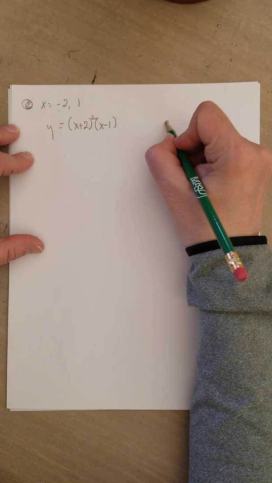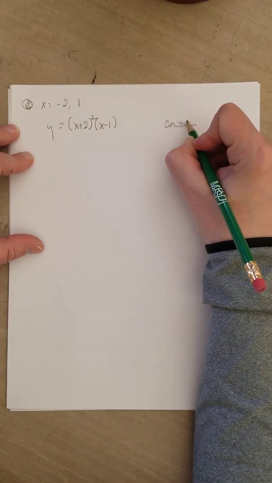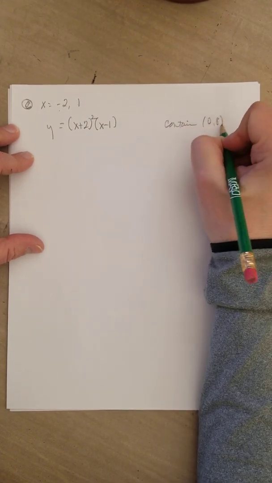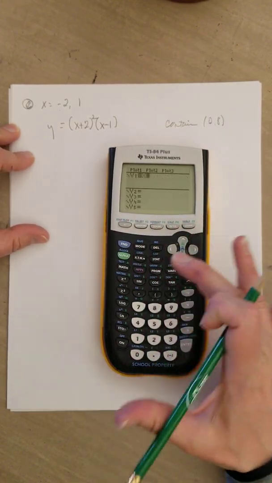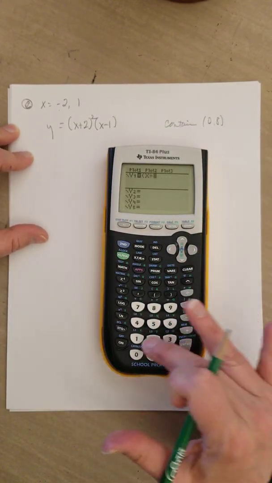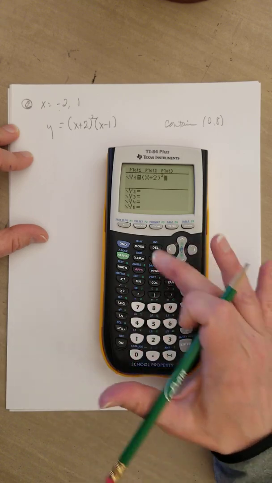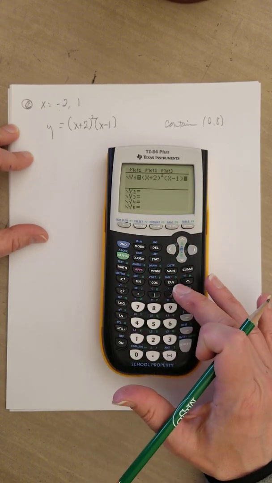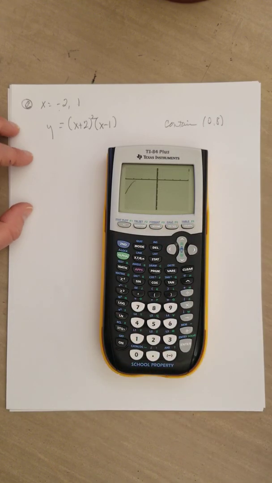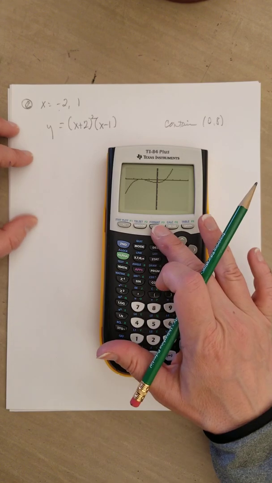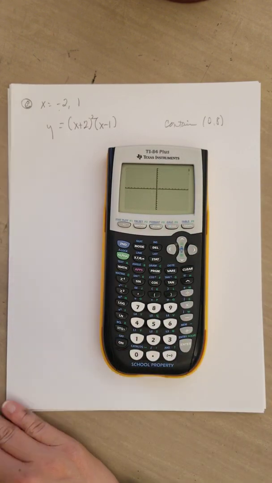All right, this has to contain, looking at the graph, this one was pretty easy, 0, 8. All right, so here we go. We're going to have x plus 2 squared, and then x minus 1. And then I'm going to make sure, let's look at the graph. Does it look like that? I'm going to do a zoom 6, sorry about that. Let's do a zoom 6, look at that.